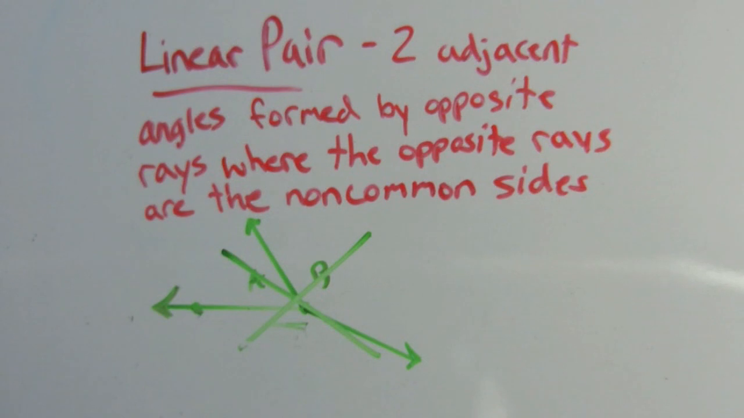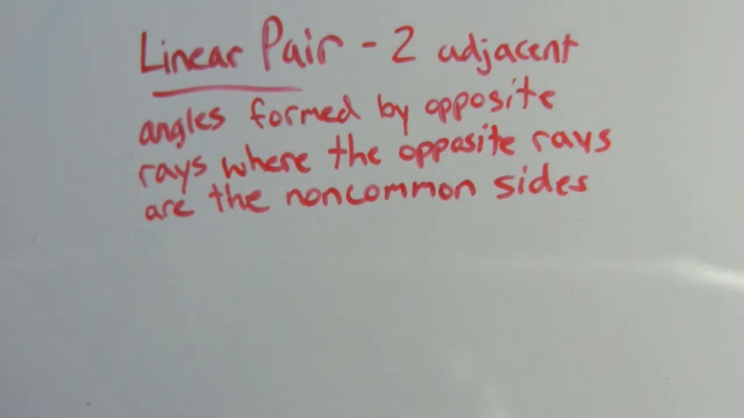In this video we went over adjacent angles and what makes angles adjacent. We went over vertical angles, showing that it's made up of two intersecting lines, but the angles are non-adjacent. And we went over a linear pair, which is a special case of adjacent angles. It's where the adjacent angles are formed from opposite rays.